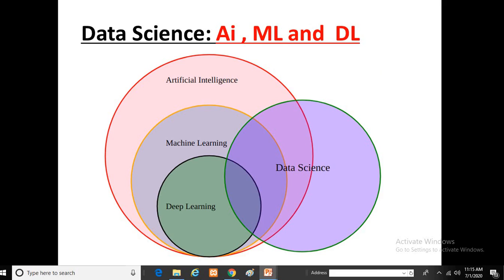I see many people are confused about data science, AI, machine learning, deep learning. They all want to build a career in data science, machine learning, AI. These technologies are trending.